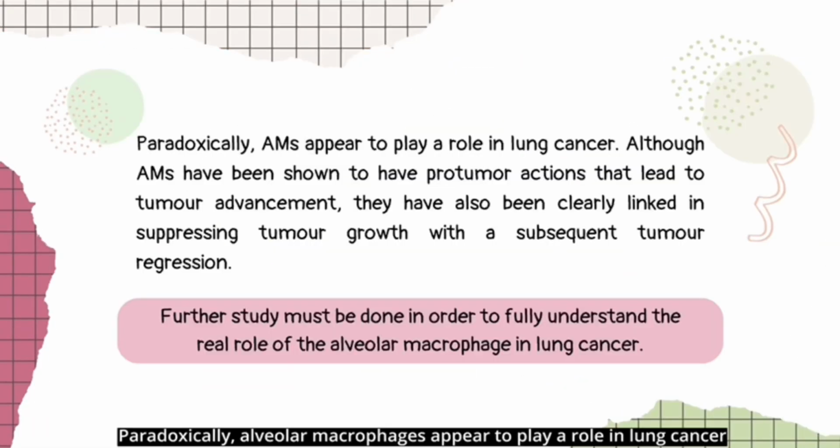Conclusion. Paradoxically, alveolar macrophages appear to play a role in lung cancer. Although alveolar macrophages have been shown to have pro-tumor actions that lead to tumor advancement, they have also been clearly linked to suppressing tumor growth with subsequent tumor regression. Further study must be done in order to fully understand the real role of the alveolar macrophage in lung cancer.